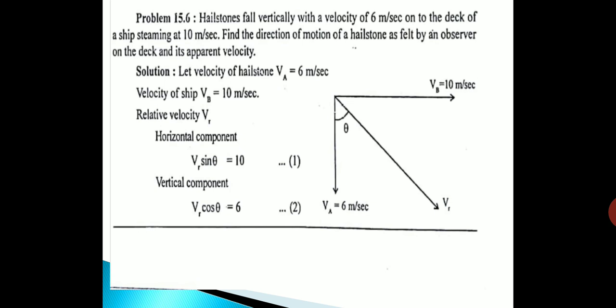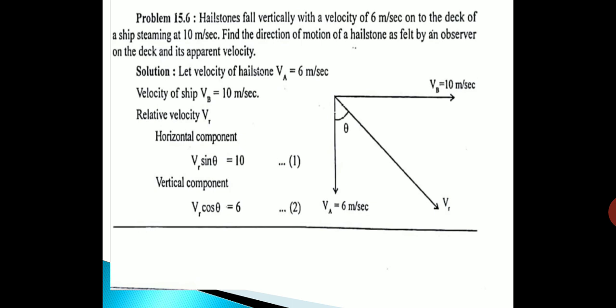The only thing is that you have to read the example carefully and understand it. A ship is steaming, which means the ship is moving at a speed of 10 meters per second. It is raining and there are hailstones, which we call Gara in Marathi and Anekal in Kannada, hopefully I am not wrong. And that person is standing on the deck of the ship and observing.